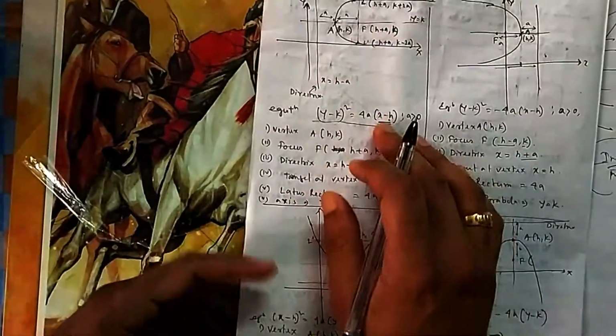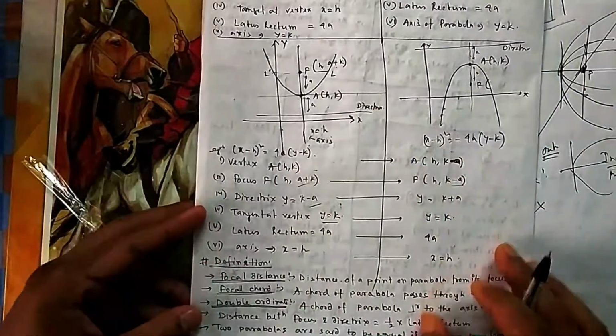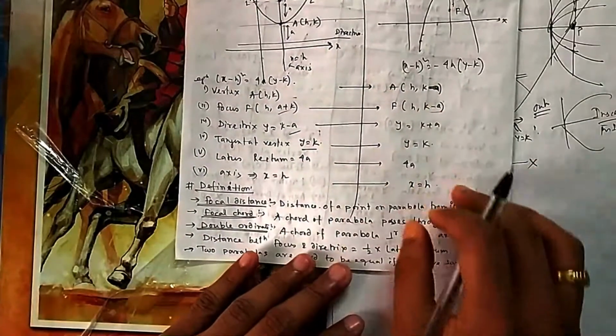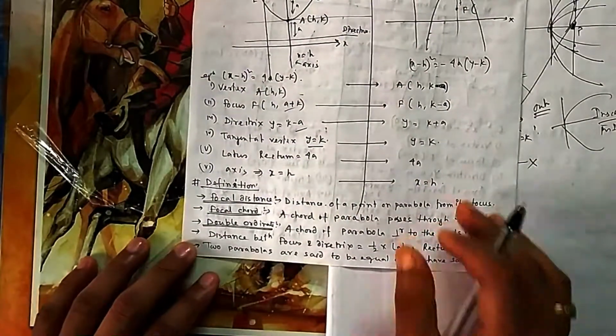So no need to remember these things. You draw it on your own one time, and then you can really understand where each point is going. So in the questions also we will try to draw. We will not write the formula directly. We will draw it and see where my focus is and where my directrix is.